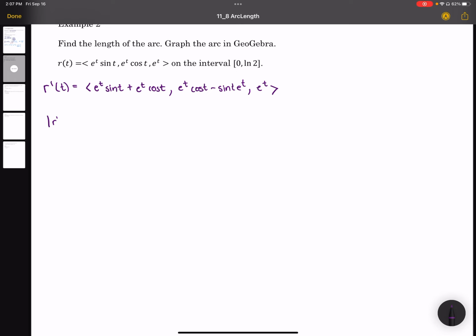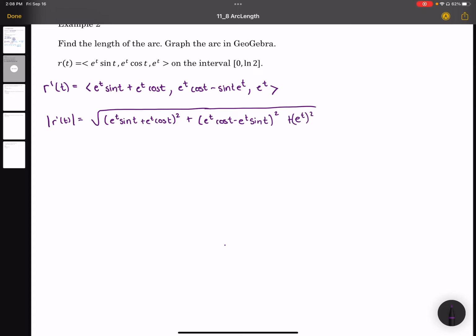So the magnitude of r prime of t is going to equal, ooh man, this is ugly. Let's see how we can simplify this. So it's going to give us the square root of e to the t sine t plus e to the t cosine t squared, plus e to the t cosine t minus e to the t sine t squared, plus e to the t squared. Let's see what we get. This might be something we throw into a calculator because it could just get too ugly. But some of this stuff we can do by ourselves.